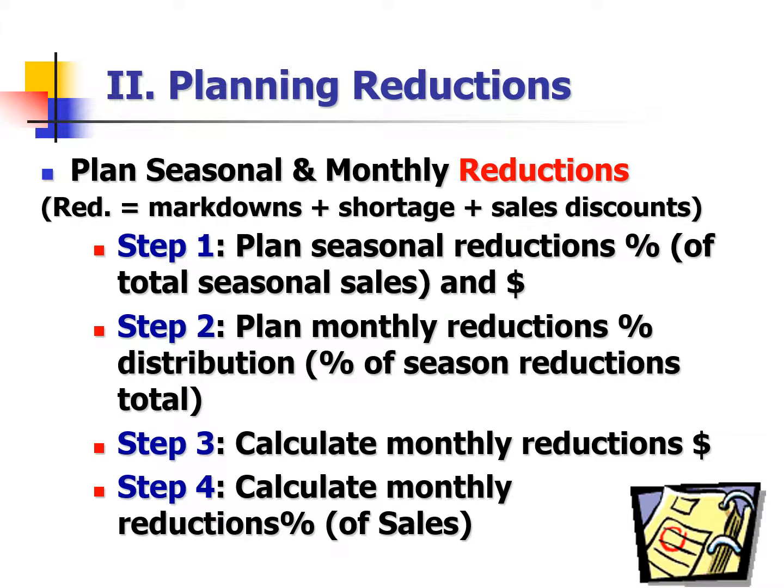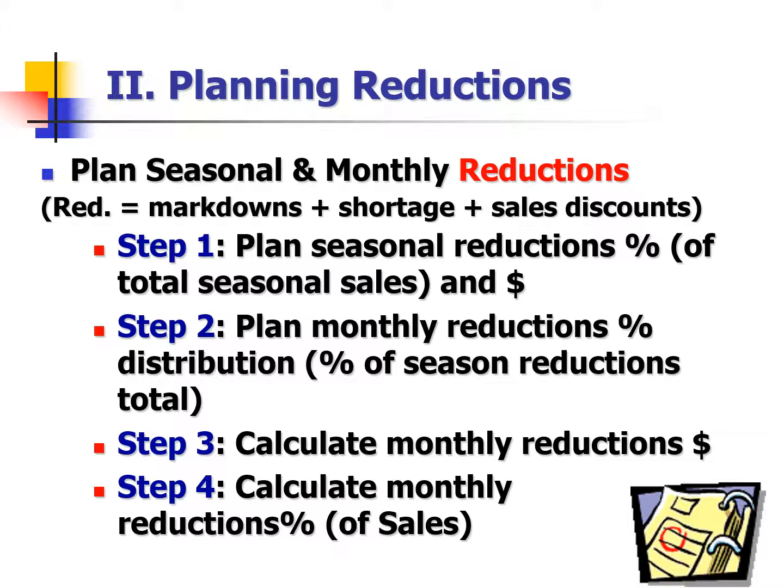You can think about a 4-step procedure to plan reductions. First, we have to plan the seasonal reductions, the total reductions. For the total seasonal reductions, you have to first understand what the total seasonal sales were and plan what percent of the total seasonal sales will be planned as reductions. Okay, and which will also give us the reductions dollar plan for the entire season. Once the entire seasonal reductions are planned, then the next step is distributing the seasonal reductions across the 6 months, just like the way we did for sales, right?